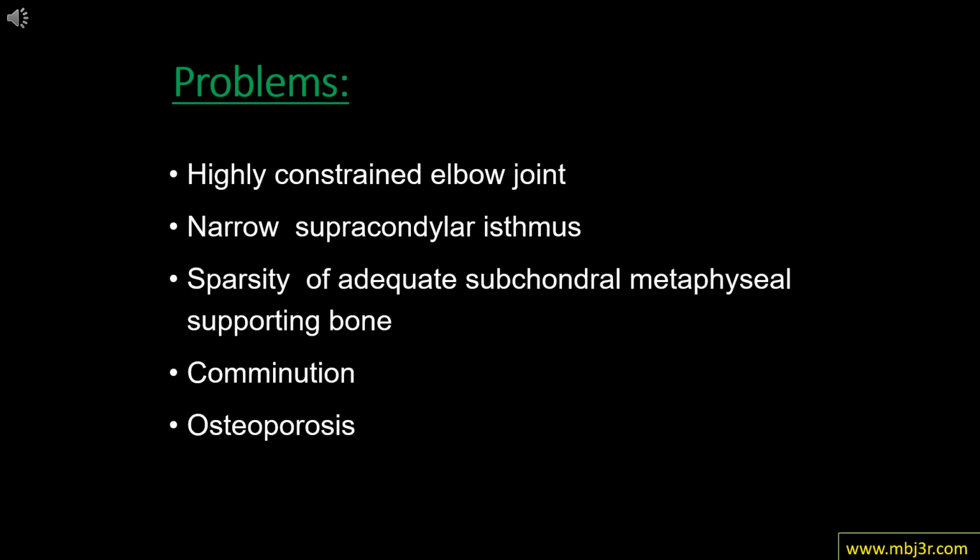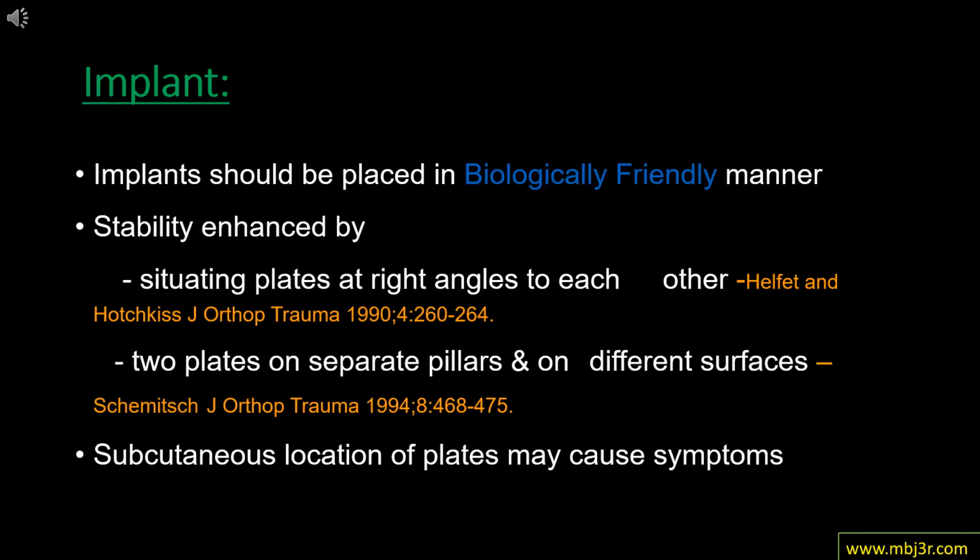It is a highly constrained elbow joint, with a narrow supracondylar isthmus, sparsity of adequate subchondral metaphyseal supporting bone, comminution and osteoporosis. There is a lot of controversy, and there are a lot of implants available in the market to fix intercondylar fractures. In my opinion, the implant makes little difference, but the technique of the surgeon makes a big difference. You should know how to fix it and how to reduce it.